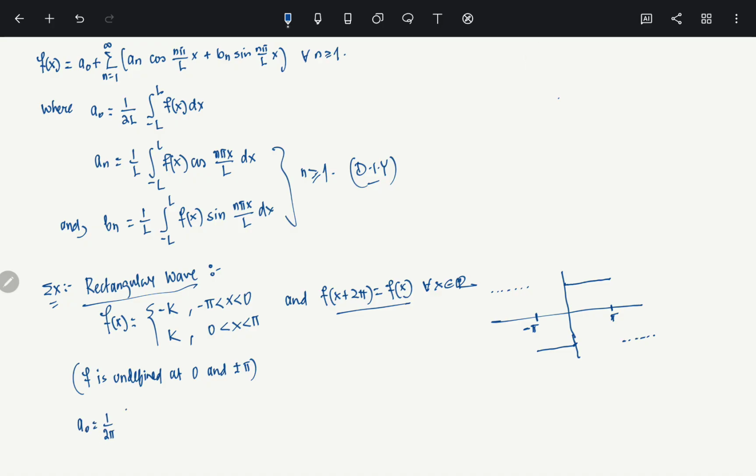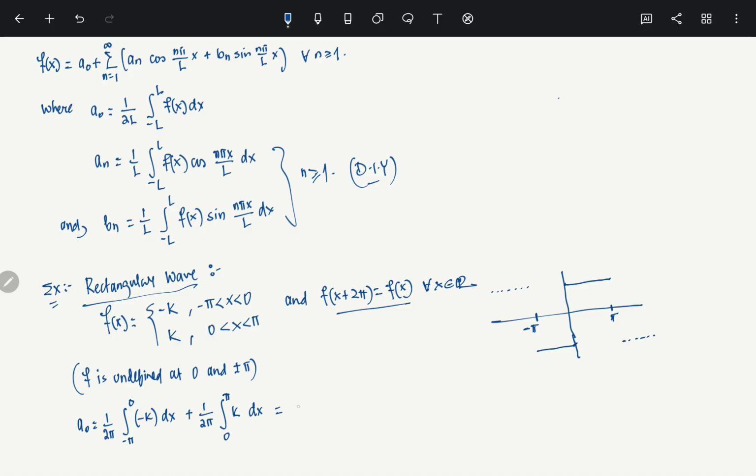1 by 2 pi, integral from minus pi to pi. In this case we have to break it: minus pi to 0, f of x dx, right? f of x is minus k dx. And then again 1 by 2 pi, the other part is 0 to pi, and then you have k dx. If you calculate, it will be k pi, minus k pi, and from here it will be k pi.